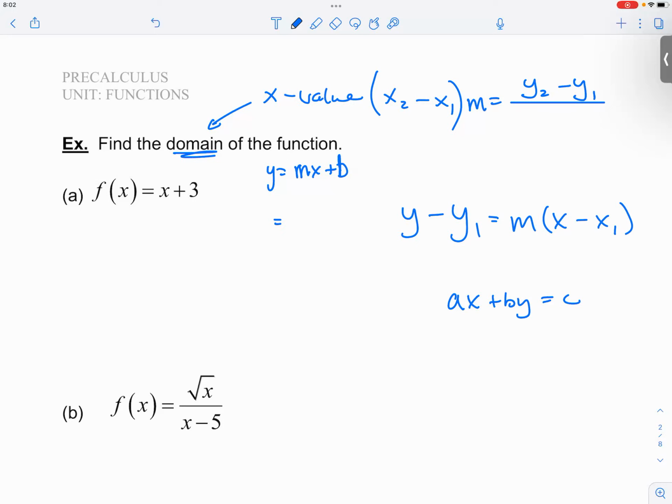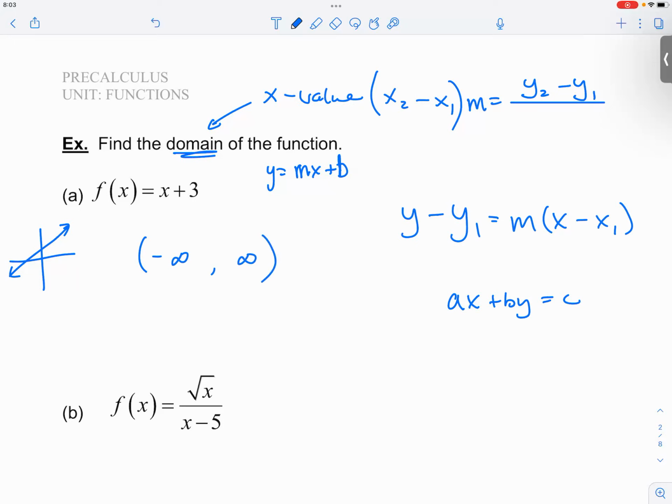So, again, x plus 3, it's a linear graph. So what is the domain in this case? We say all real numbers. And how do you express all real numbers in interval notation? Oops, sorry. We'll say parentheses, negative infinity to infinity.